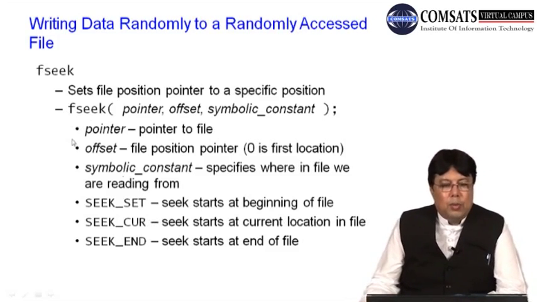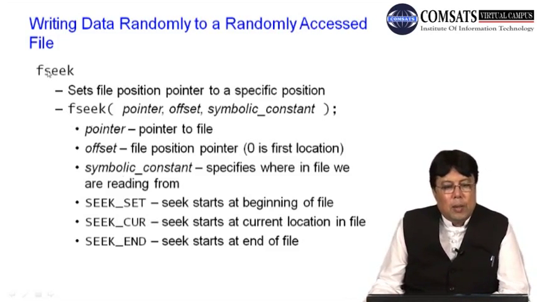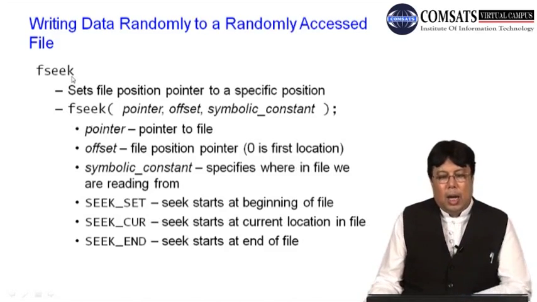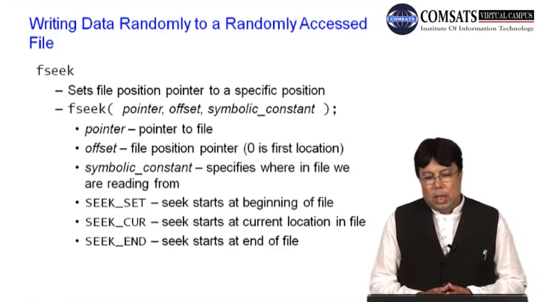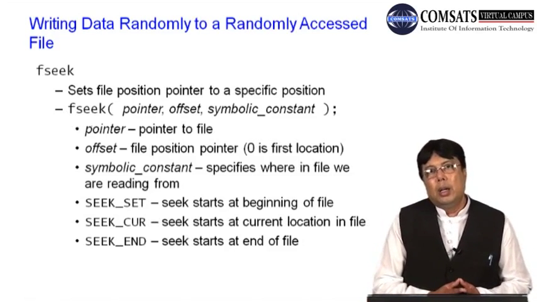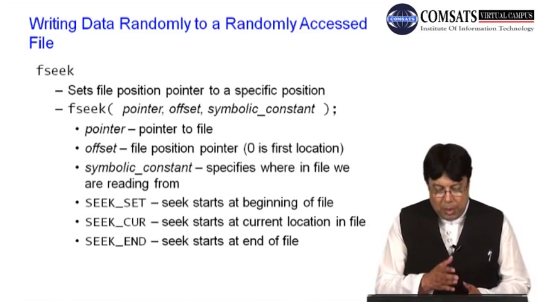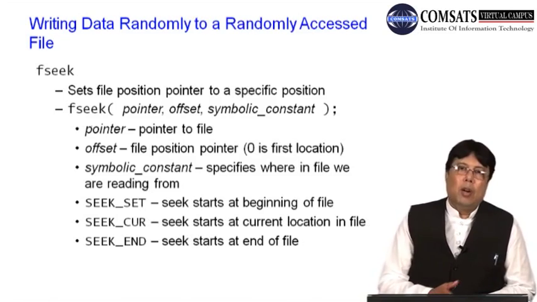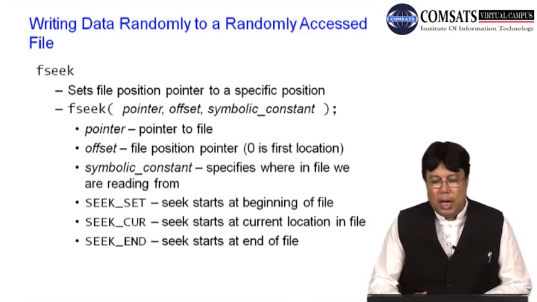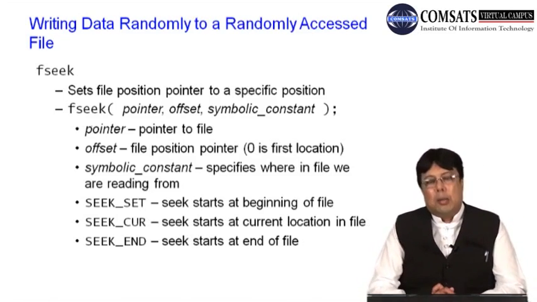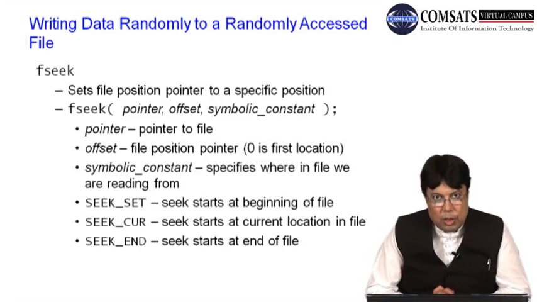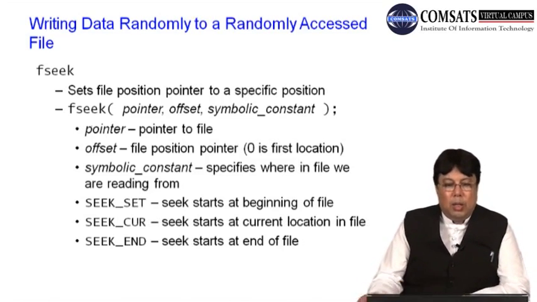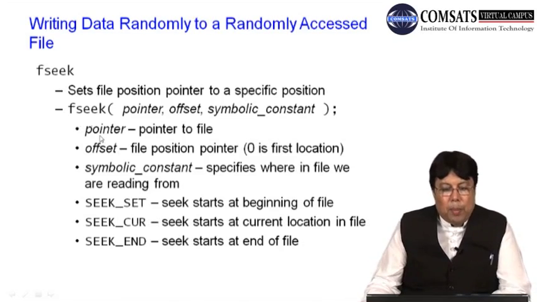For that purpose we need to use something which is called fseek. What is fseek? Fseek basically positions the pointer to a specific record, to a specific position in the file. It could be record number 47, record number 33, record number 38, or it has some other very interesting predefined features that I will explain right now.